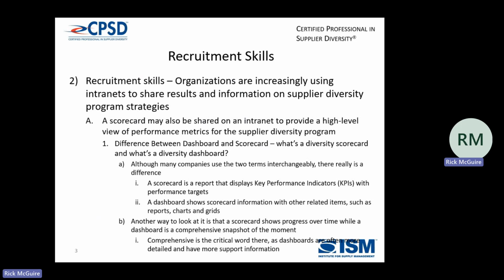So the dashboard is kind of the daily thing that looks at a lot of stuff, including the KPIs. The scorecard is more of a quarterly thing that looks at KPI performance. Another way to look at it is a scorecard shows progress over time, while a dashboard is a comprehensive snapshot of the moment. So, scorecard for a quarter or half a year, dashboard for today. Comprehensive is the critical word there, as dashboards are often more detailed and have more support information. You can drill down in them and things like that. You usually can't do that with scorecards.